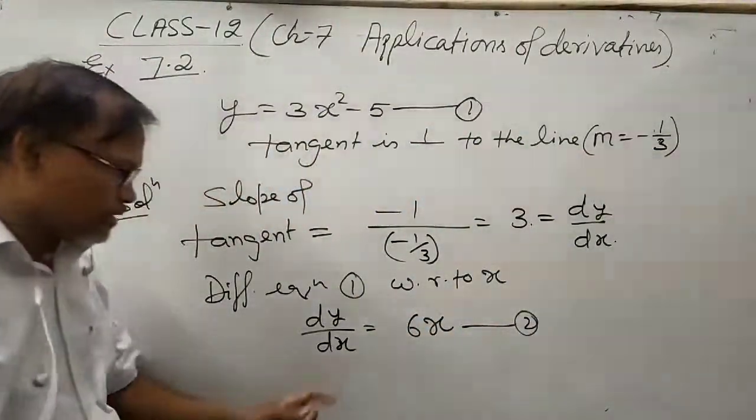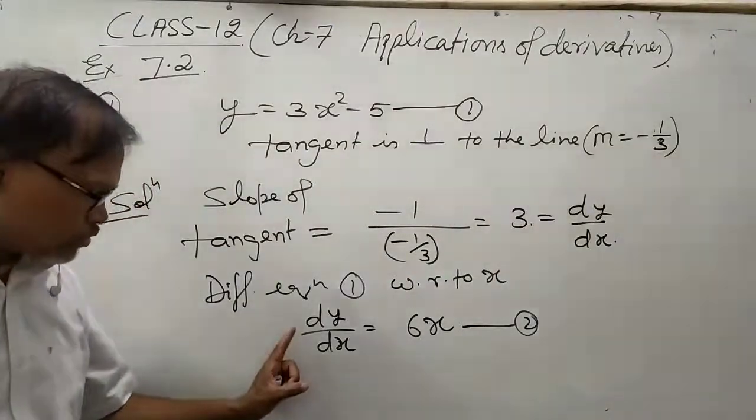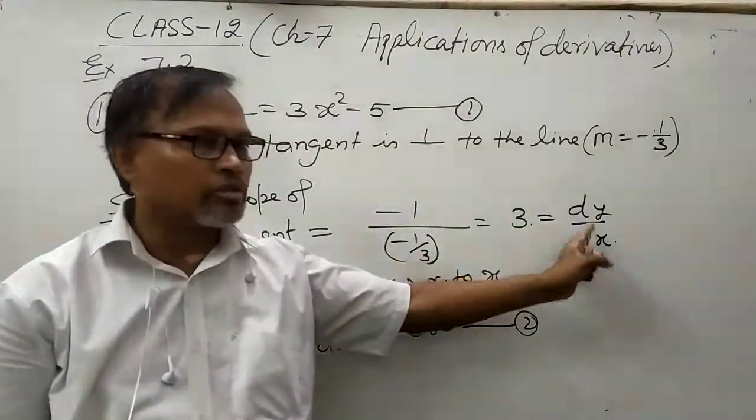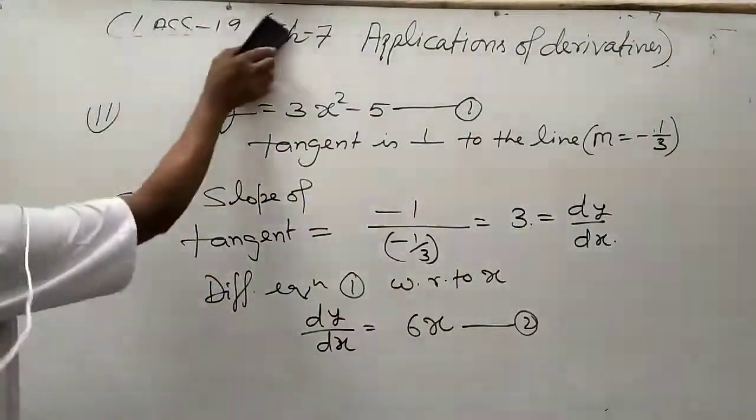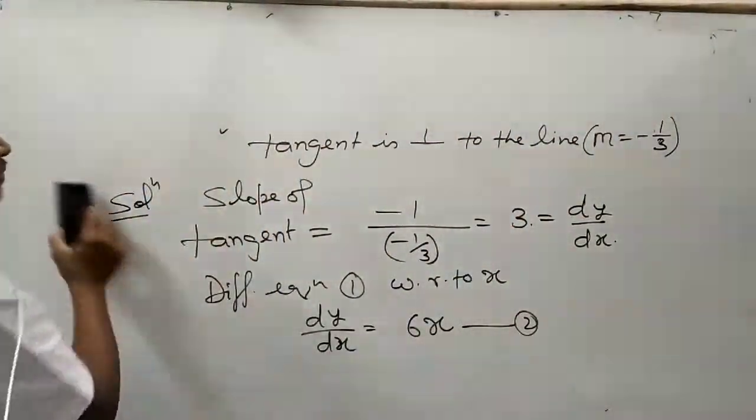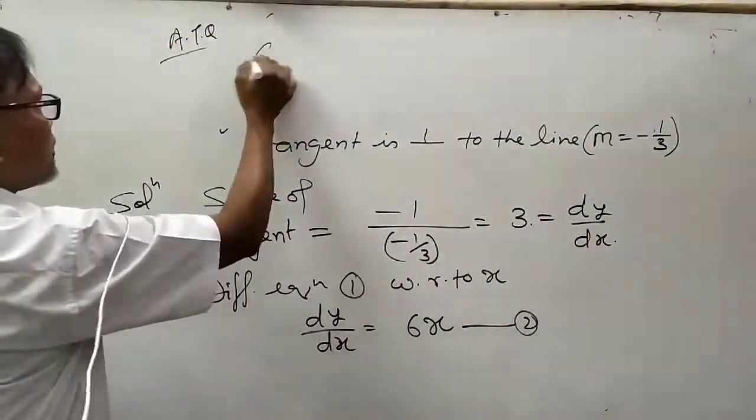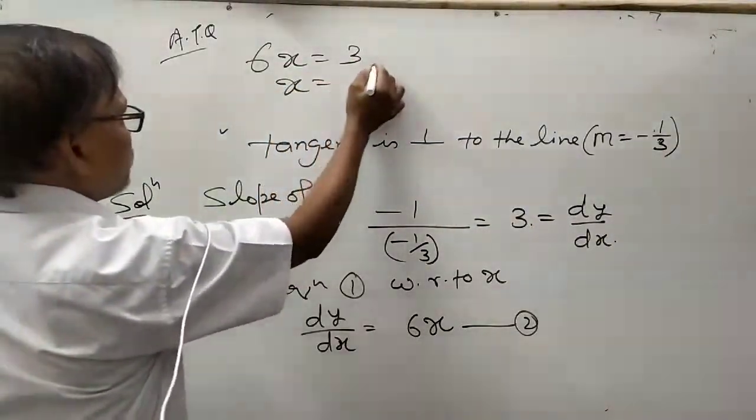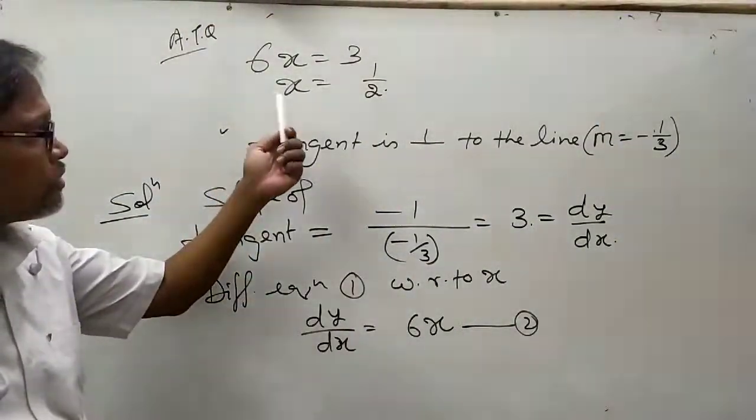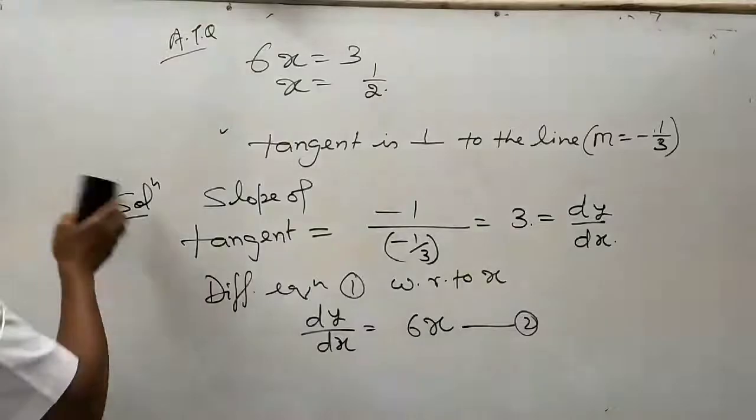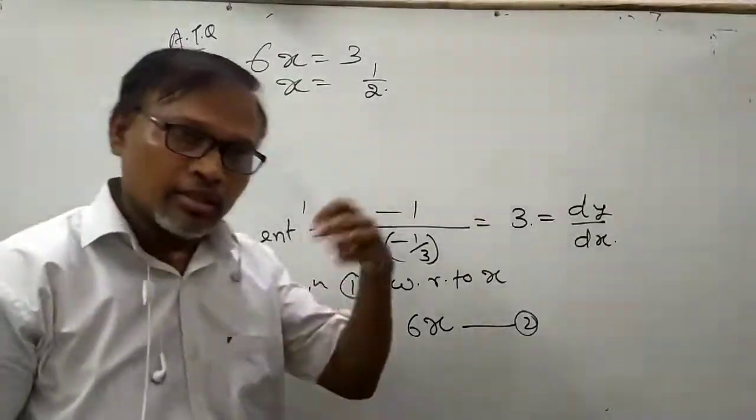Can you say that this dy by dx and this dy by dx both are equal? Yes, because this is also the slope of the tangent and this is also the slope of the tangent of the same. According to the question, you can write 6x is equal to 3, so x is equal to 1/2. Both slopes are equal. Now you have the value of x as 1/2. Now how to get the value of y? Because you have to find the point on the curve at which the tangent touches the curve.